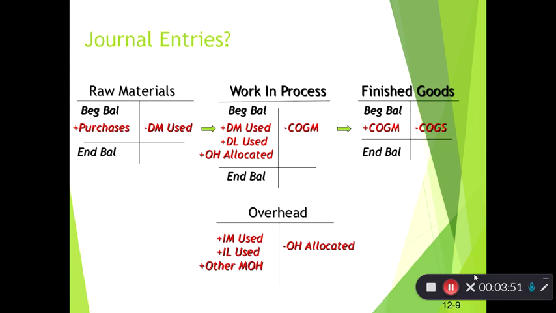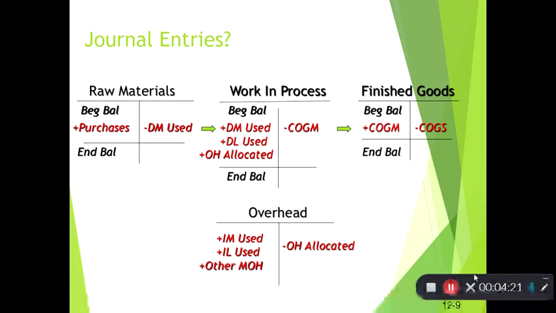if you look at raw materials, we have purchases, debit to purchases, increasing the balance, and then obviously we'd have accounts payable as the credit there. But if we're focused on inventory for a minute, then when we're using the direct materials and bringing them into work in process, we're going to debit work in process and credit raw materials for that amount that was used.